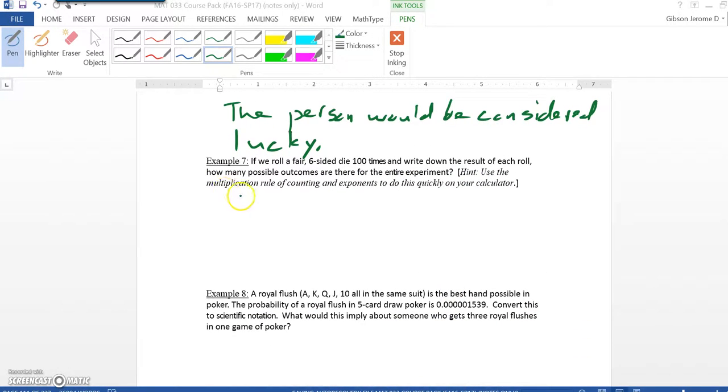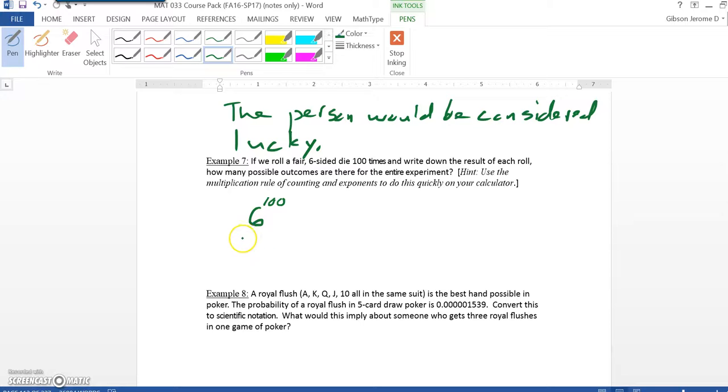Okay, now we go to example 7. It says here, if we roll a fair 6-sided die 100 times and write down the results of each roll, how many possible outcomes are there for the entire experiment? Hint, use the multiplication rule of counting and exponents to do this quickly on your calculator. Okay, so let's think about this. Every time this person rolls, they have 6 chances of getting a number, because it's 6 numbers that they could possibly get. So if they're rolling 100 times, that'd be basically 6 times itself 100 times, which would be 6 to the 100th power.